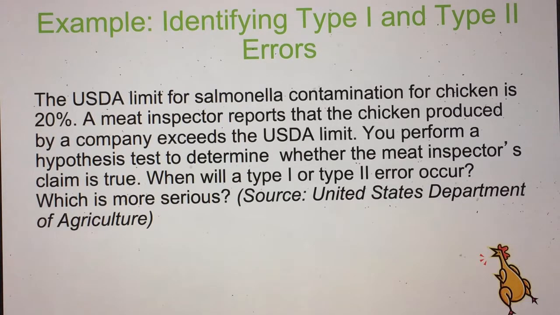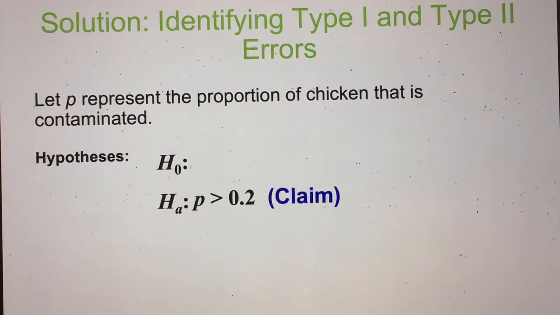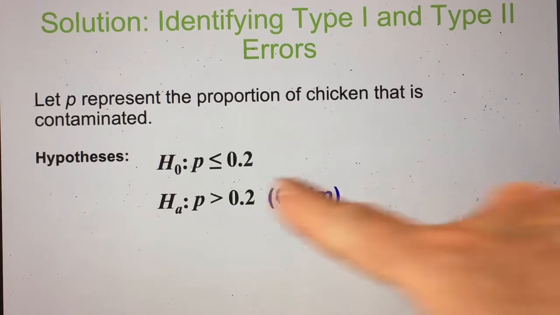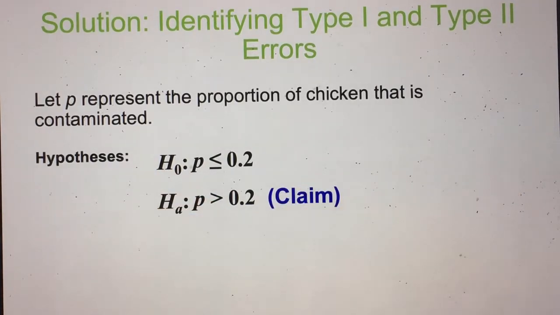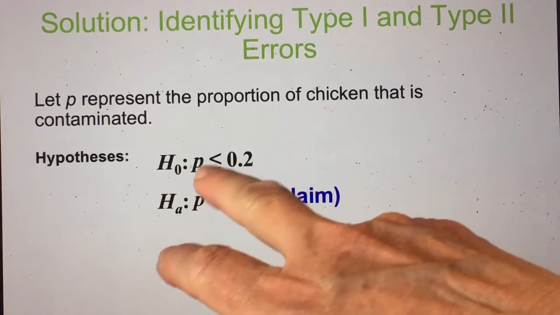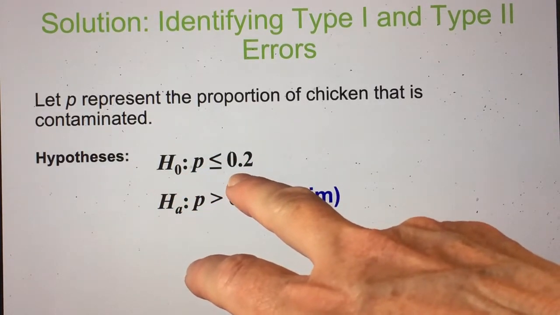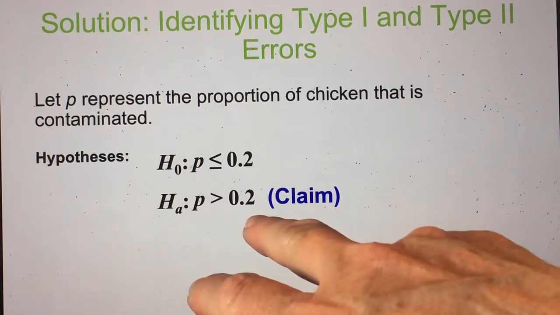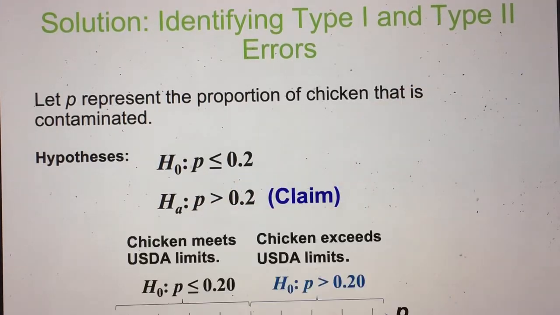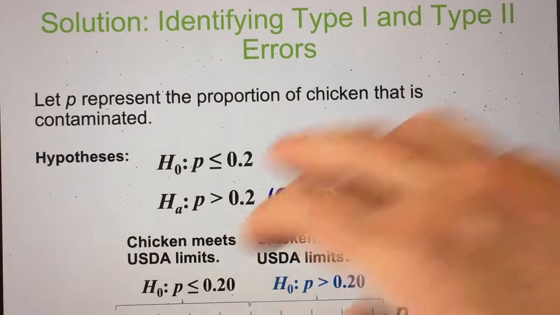When will a type 1 or type 2 error occur? Which is more serious? Here we always put the equal sign on the H sub 0. Let P represent the proportion of chicken that is contaminated. H sub 0 is P is less than or equal to 0.2, which means the chicken is okay. H sub A is P is greater than 0.2, so that's not good. Remember, the meat inspector is saying that it is greater than 0.2.